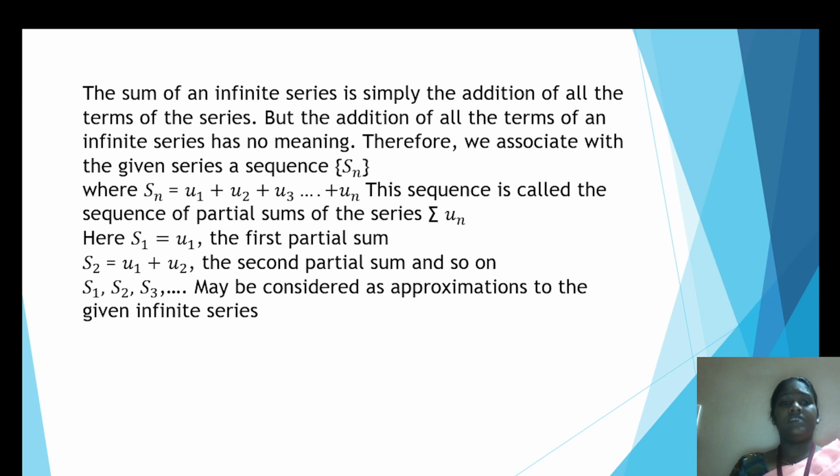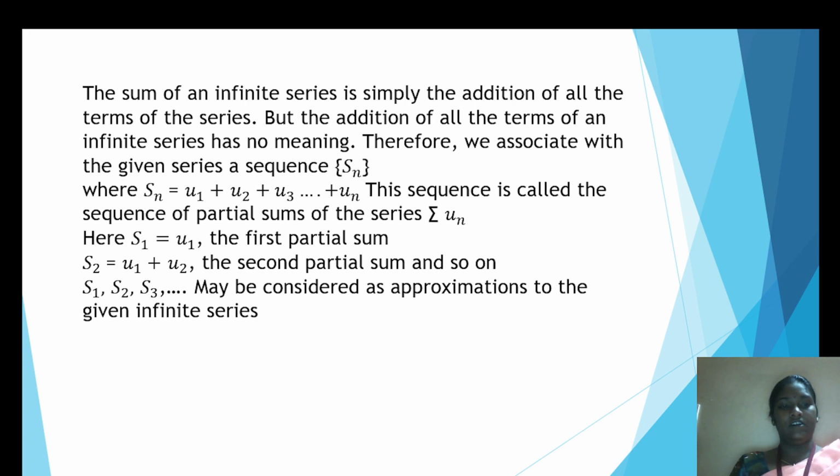Next, an infinite series cannot be solved directly using the sequence. Therefore we use the SOPS method, that is the sequence of partial sums method. Here we take the individual sequence with the individual series, equate them and find the values. So first, S1 is equal to u1, this is called the first partial sum, and S2 is equal to the addition of the two terms, that is u1 plus u2, the second partial sum, and so on. Like that we can find n number of partial sums. Each of S1, S2, S3 gives an approximation to the given infinite series.